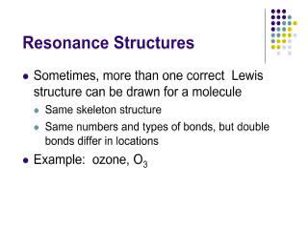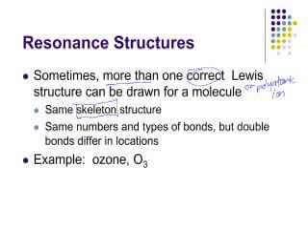You may have noticed, or you will shortly encounter, situations where it's possible to draw more than one correct Lewis structure for a given molecule or polyatomic ion, where the set of correct structures all share the same basic skeleton. They have the same numbers and types of atoms and the same spatial arrangement in terms of who's bonded to whom. So we're talking about the same molecule here.